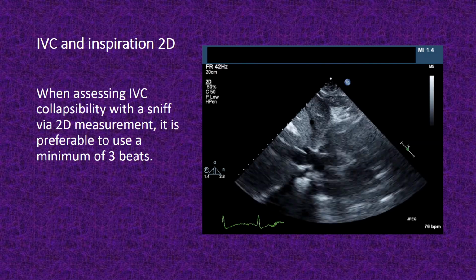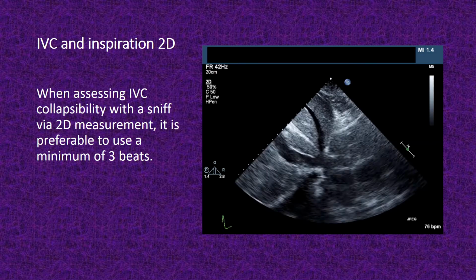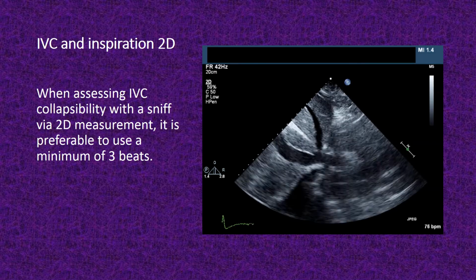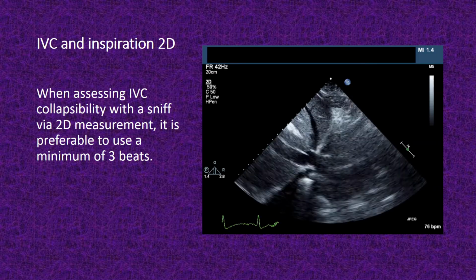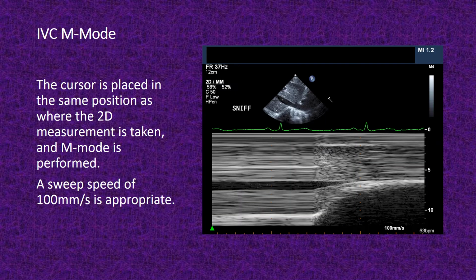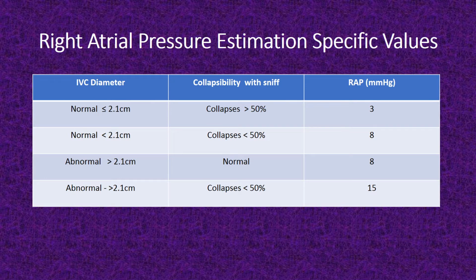When assessing IVC collapsibility with a sniff via 2D measurement, it is preferable to use a minimum of 3 beats. With IVC M mode, the cursor is placed in the same position as where the 2D measurement is taken, and then M mode is performed. A sweep speed of 100 millimeters per second is appropriate. This table states the specific values given for right atrial pressure after assessment of the IVC.